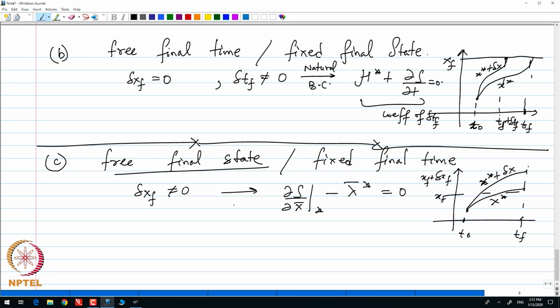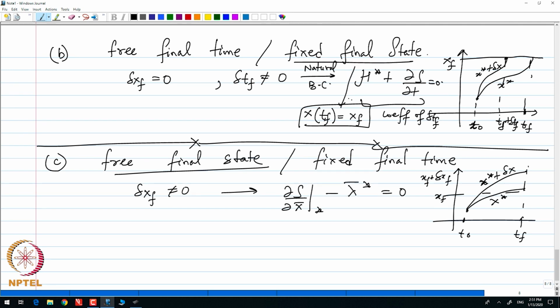Well, that is it. Even in case B we had one natural boundary condition and also we had the condition that x at T f is equal to x f. So, this was the fixed final state, and this also needs to be satisfied.